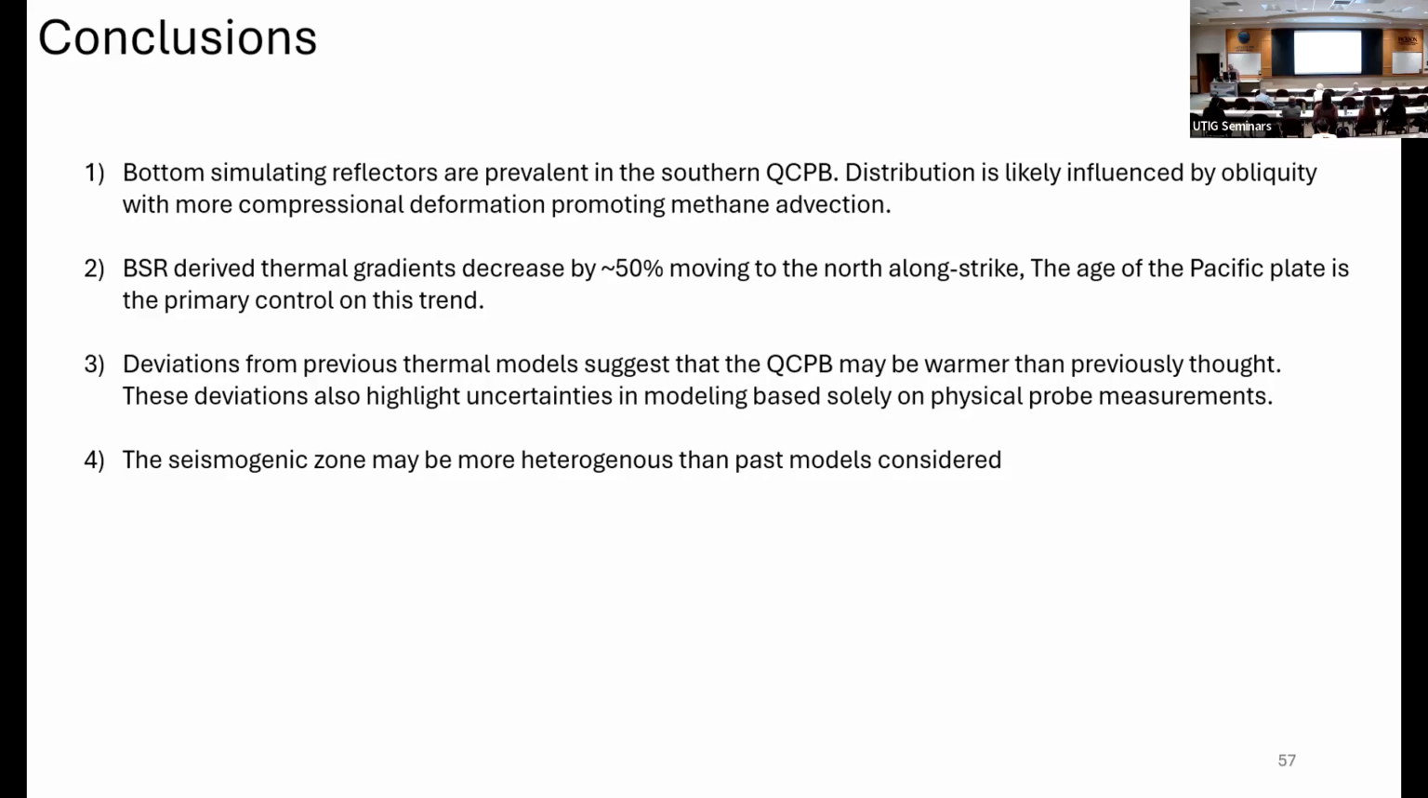Deviations from past models suggest that the Queen Charlotte plate boundary might be warmer and also more variable than previously thought, which could drastically change models of the seismogenic zone. And those should probably be reevaluated so we're better able to accurately constrain the seismic hazard of the region.